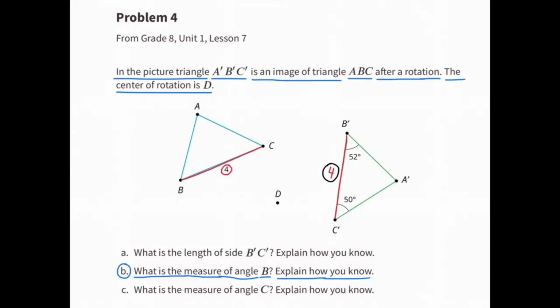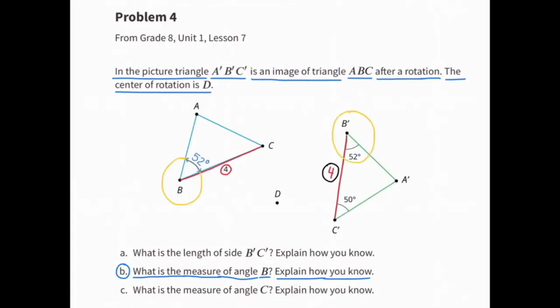B. What is the measure of angle B? Explain how you know. The measure of angle B is 52 degrees, and I know that because rotations maintain the same angle measures, and angle B and B' correspond to each other.